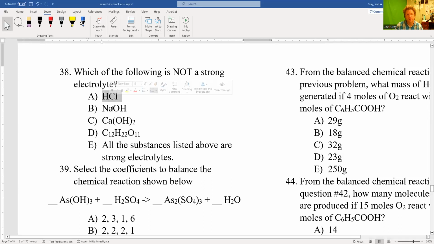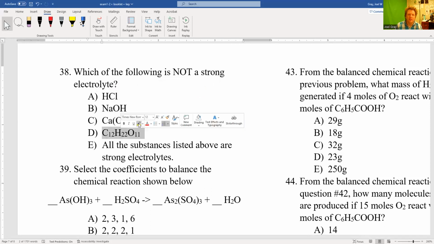HCl is a strong acid. Sodium hydroxide is a strong base. Calcium hydroxide is a strong base. C12H22O11 is a molecular compound. A through C are all strong bases and strong acids, therefore they are strong electrolytes. D, as a molecular compound, is not a strong electrolyte. So I'm going to say D is the correct answer because it is not a strong electrolyte. So question number 38, D.